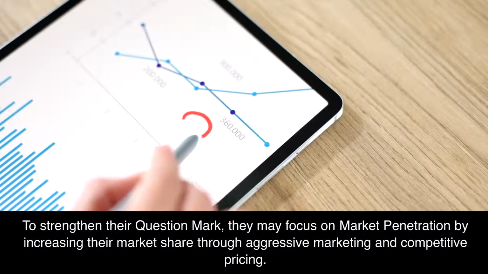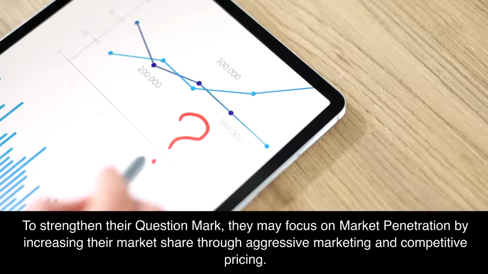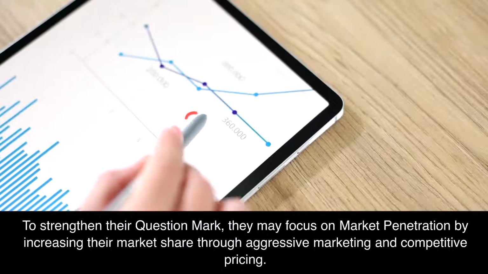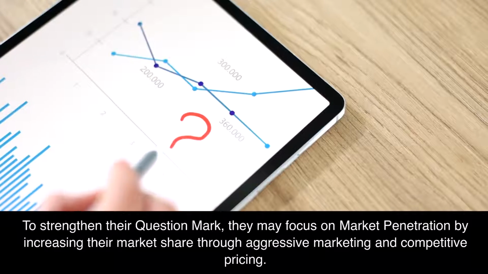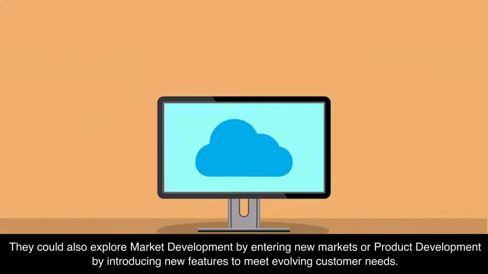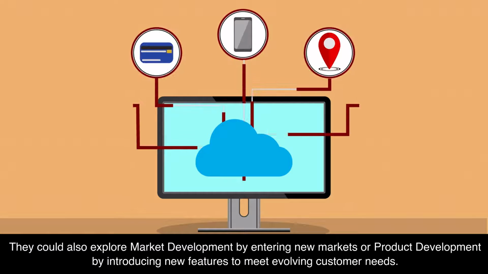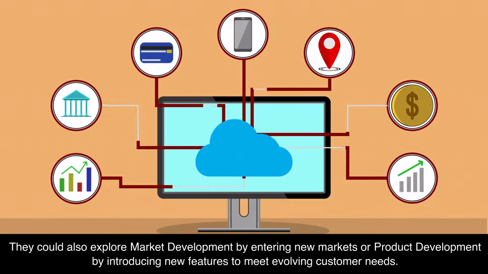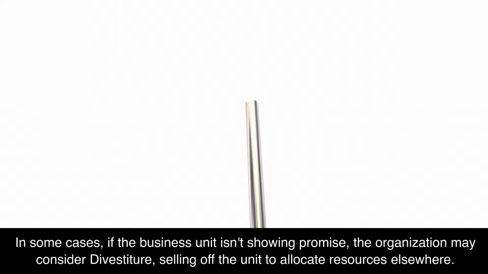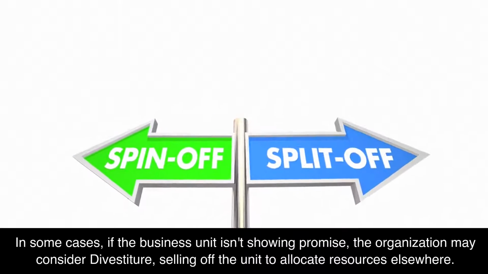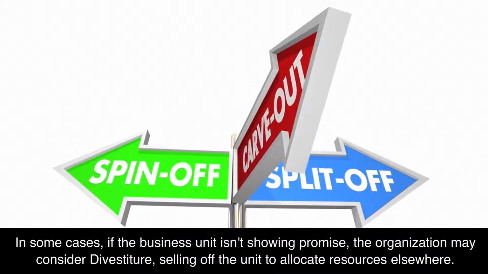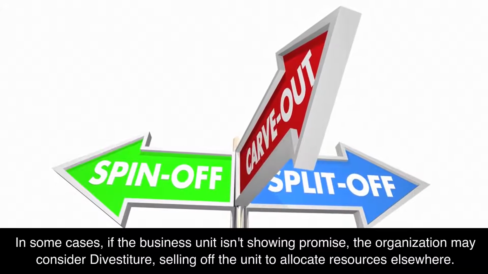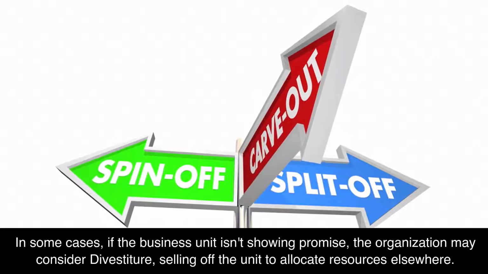For example, imagine a tech startup that has developed an innovative product but faces intense competition. To strengthen their question mark, they may focus on market penetration by increasing their market share through aggressive marketing and competitive pricing. They could also explore market development by entering new markets or product development by introducing new features to meet evolving customer needs. In some cases, if the business unit isn't showing promise, the organization may consider divestiture, selling off the unit to allocate resources elsewhere.